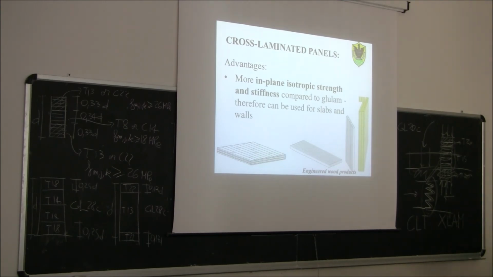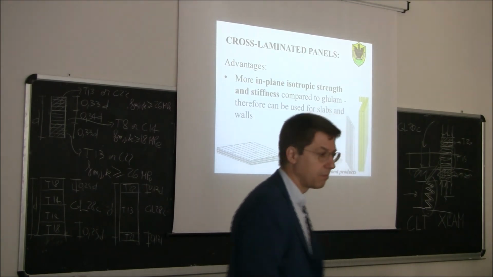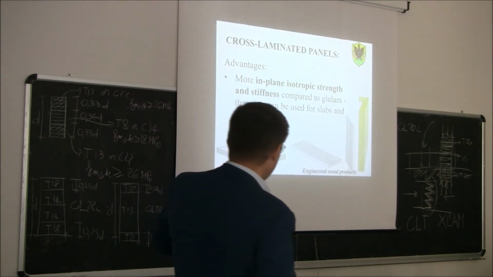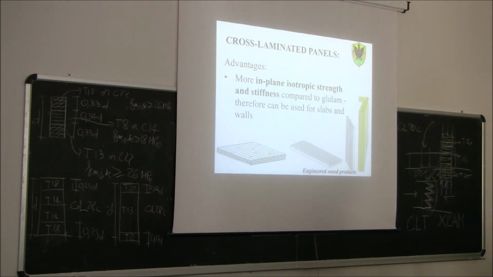In this respect, there is hardly any difference between glulam and cross-lam. They are both very weak in this direction out of plane. So we could say cross-lam is almost isotropic in plane, but remember that out of plane it is not isotropic. So out of plane it is still a very weak material. Okay? Cross-lam. Glulam is anisotropic.